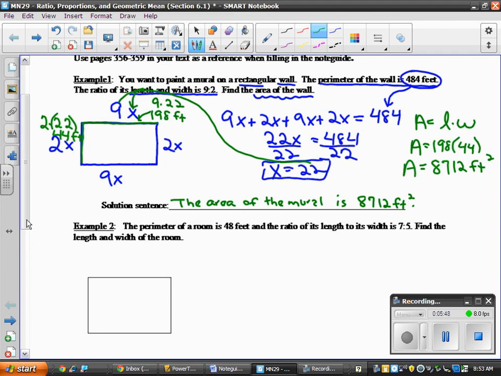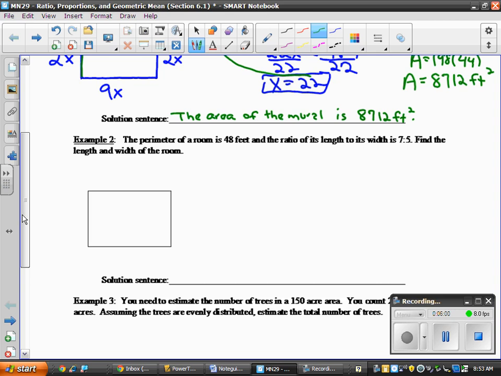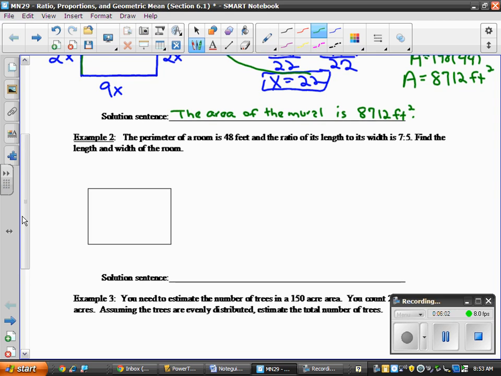Okay. So again, when you're given a ratio of side lengths, really the best thing to do would be to draw a picture and set it up very similar to what I just did. And we're going to do another example down here in example 2, just to make sure that you're really seeing what's happening here. It says the perimeter of a room is 48 feet and the ratio of its length to its side is 7 to 5. Find the length and width of the room. So this is what we're trying to find here. Always remember, at the very end usually is what it's asking you to do.